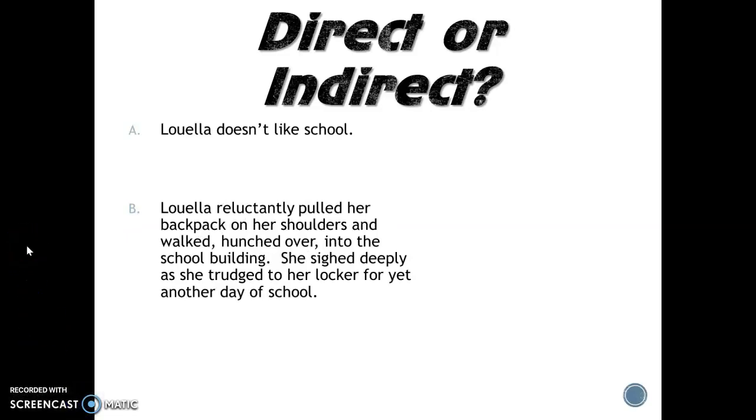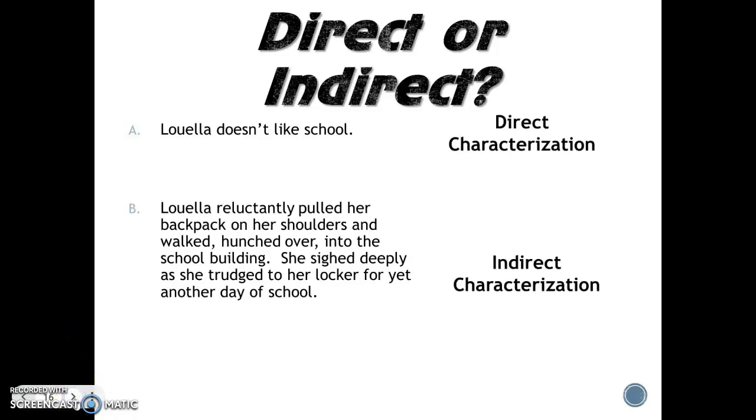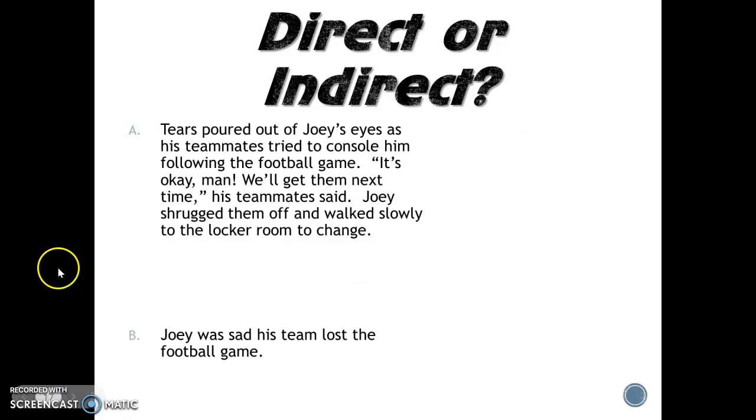Let's try another about Luella. Okay, now notice in the first one, the author comes right out and tells us she doesn't like school. In the second item, or the second passage, the author shows us through multiple elements of the STEAL method of characterization. They show us through indirect characterization. You might be noticing that indirect characterization is usually a little bit longer and meatier. It takes more sentences. It takes more time to show versus tell, but you very often get better information about a character.